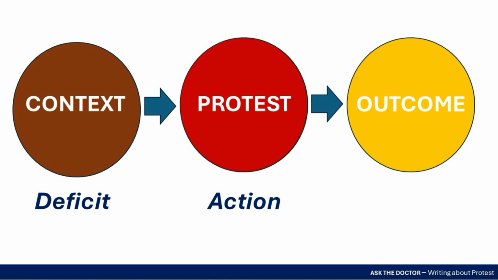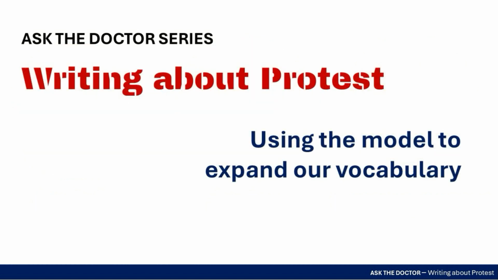Actions spark reactions, as we know, and these become the consequences of our actions. Basically, there are three possible categories here. Protest results in no obvious change. Protest worsens the situation and increases the original deficit, or protest achieves its goals. Now, to write about protest in an articulate and informed way, we need the language and the vocabulary of these categories. Let's go back to context and the idea of deficit.